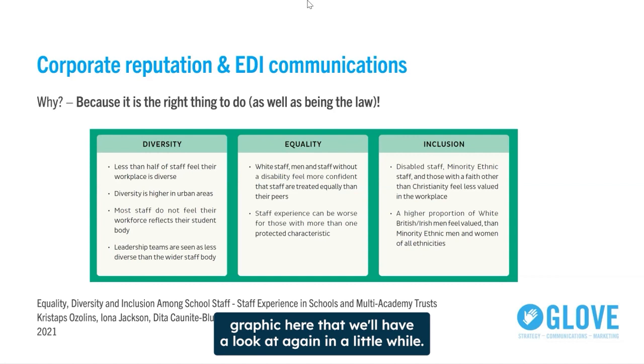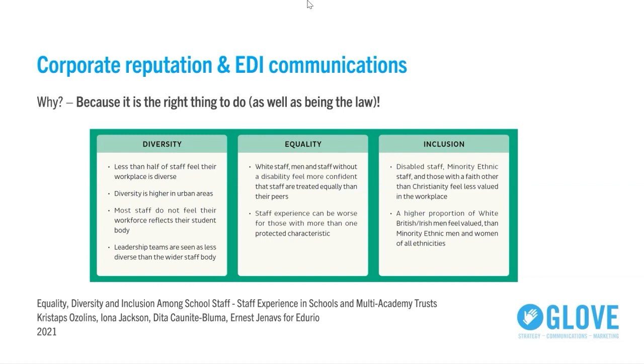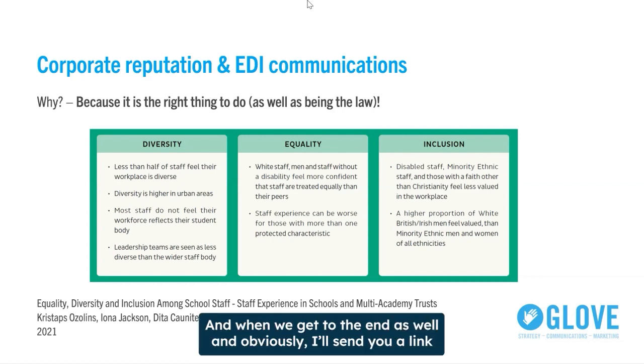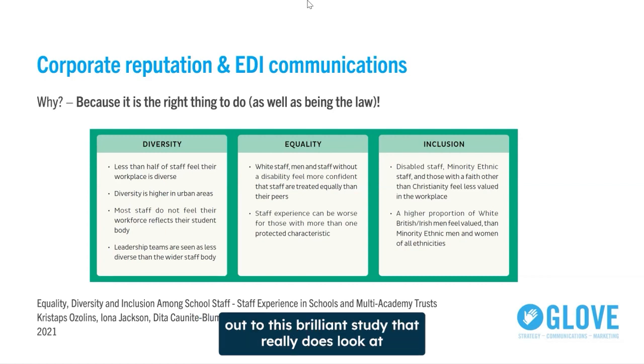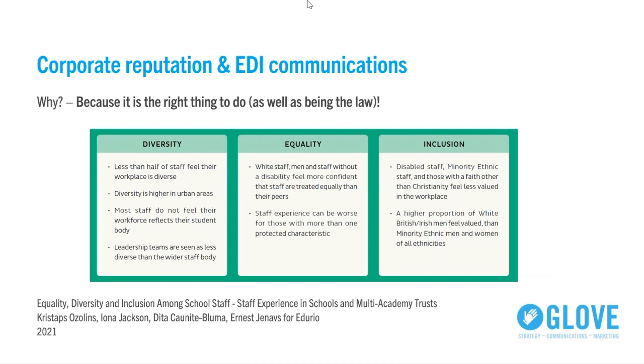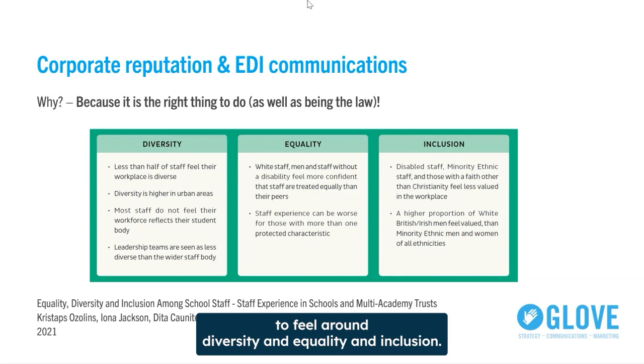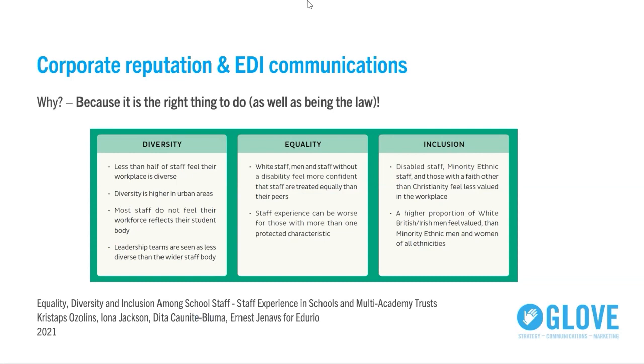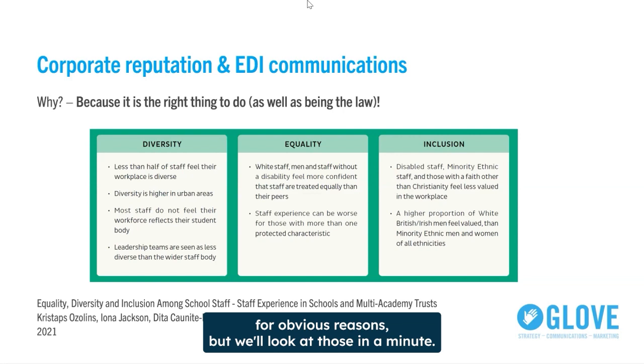I've popped up a graphic here that we'll have a look at again in a little while, and the credits are at the bottom. When we get to the end, and within the material sent out, I'll send you a link to this brilliant study that really does look at how teaching staff, and this was in schools, are made to feel around diversity and equality and inclusion. And so if we think about corporate reputation, which is really important for obvious reasons, we'll look at those in a minute.